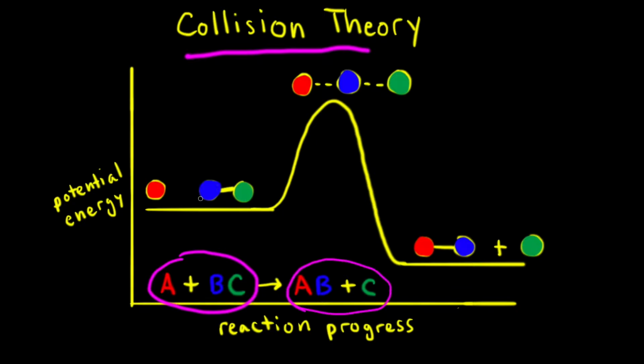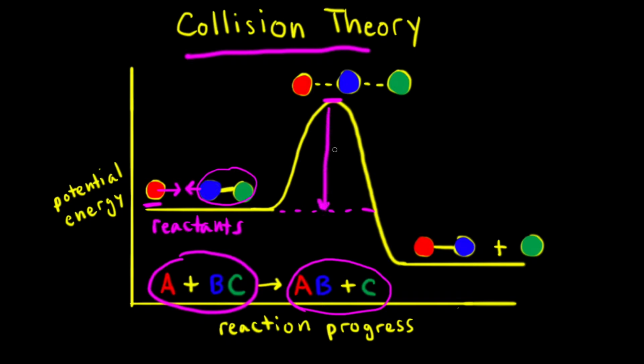On an energy profile, we have the reactants over here on the left. So atom A is colored red, and we have molecule BC over here. These two particles must collide for the reaction to occur. And they must collide with enough energy to overcome the activation energy barrier. The activation energy on an energy profile is the difference in energy between the peak here, which is the transition state, and the energy of the reactant.